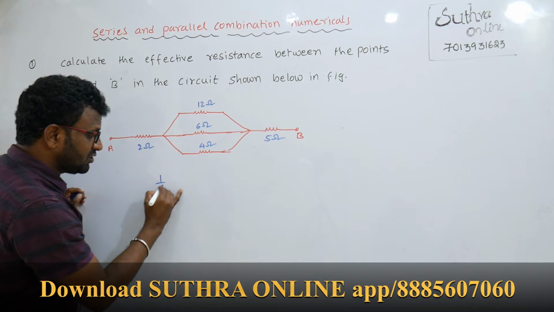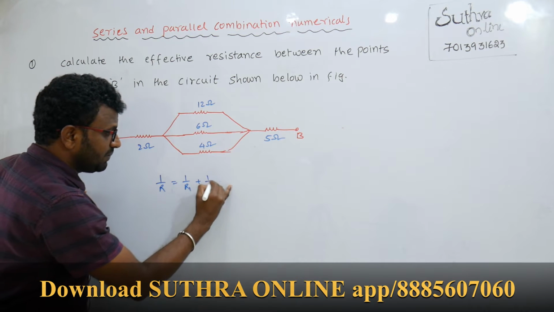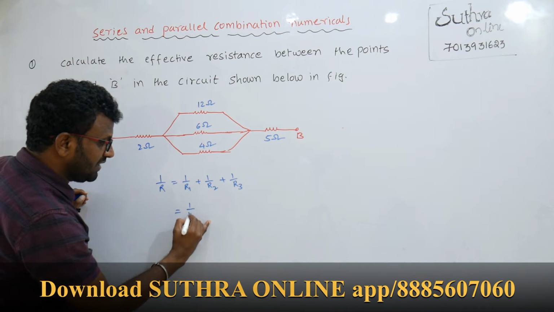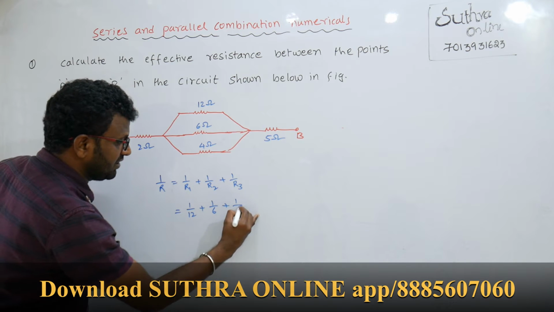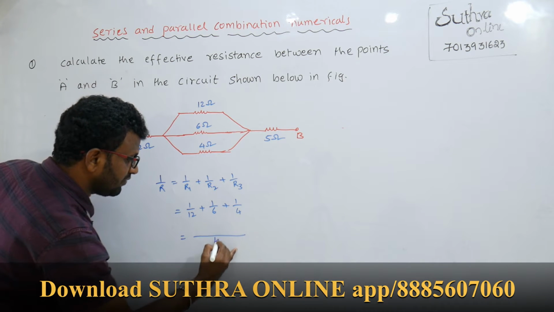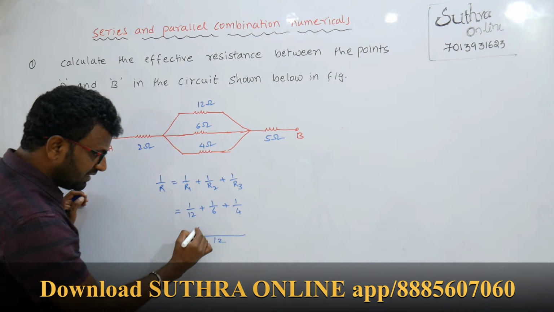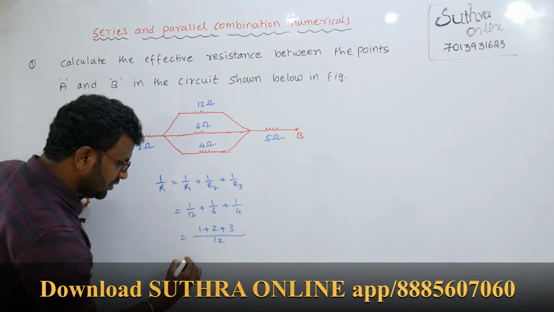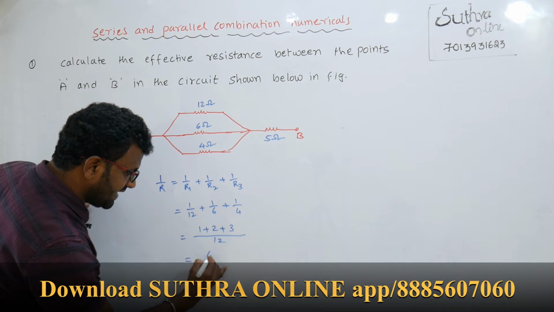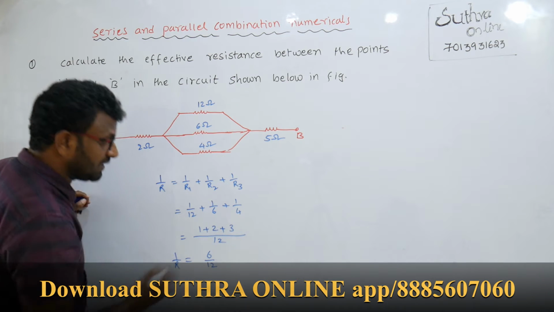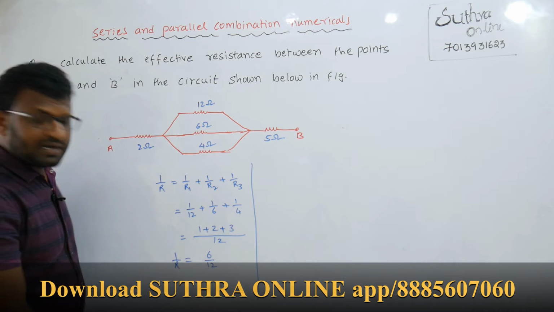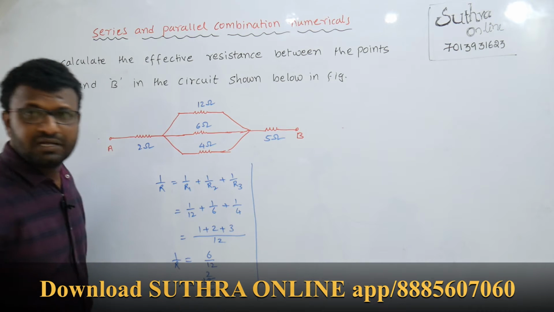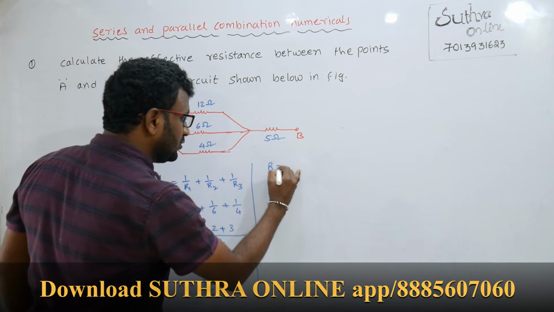So 1 by R is equal to 1 by R1 plus 1 by R2 plus 1 by R3. Now we can substitute the values: 1 by 12 plus 1 by 6 plus 1 by 4. What is the LCM here? 12 is the LCM, right? 12 ones are 12, 6 twos are 12, 4 threes are 12. So total, 1 plus 2 plus 3 by 12, which is 6 by 12, is equal to 1 by R. Then R is equal to 12 by 6, so R is equal to 2 ohms.